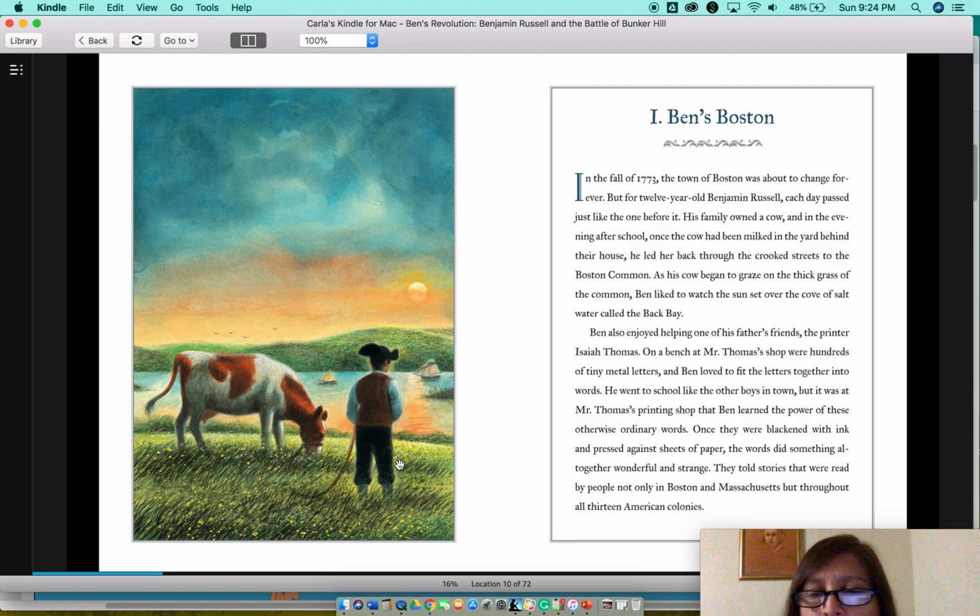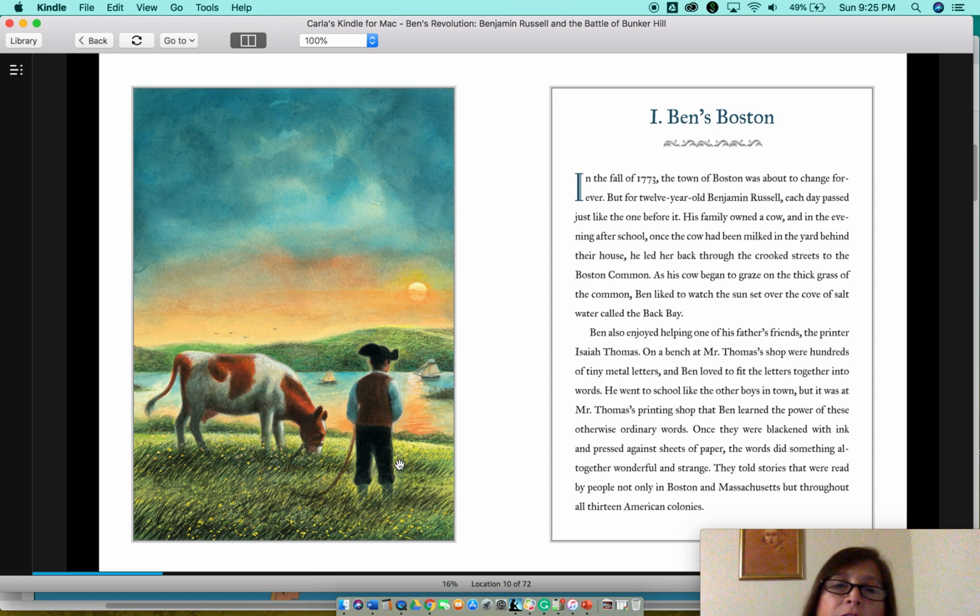He went to school like the other boys in town, but it was at Mr. Thomas' printing shop that Ben learned the power of these otherwise ordinary words. Once they were blackened with ink and pressed against sheets of paper, the words did something altogether wonderful and strange. They told stories that were read by people not only in Boston, Massachusetts, but throughout all the 13 colonies.